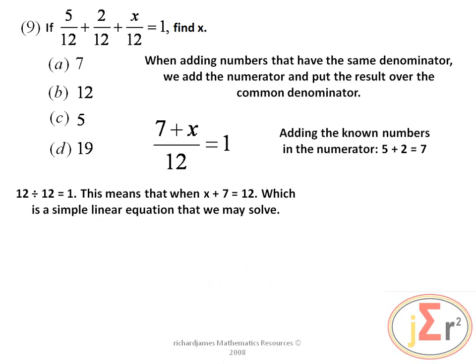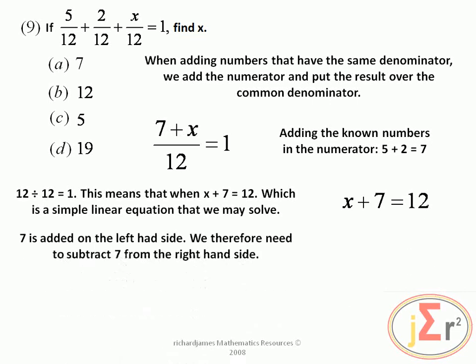This means that x plus 7 is equal to 12, which is a simple linear equation that we may solve. Because the result is 1, we are sure that the numerator must be equal to 12, because 12 divided by 12 is equal to 1. So then, 7 plus x is equal to 12, and that is a simple equation that we may solve.